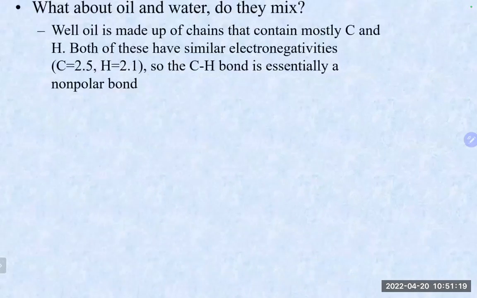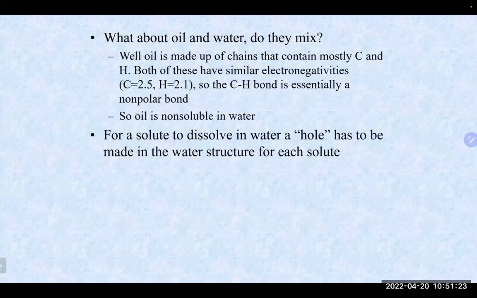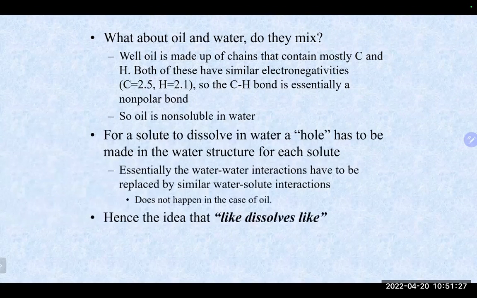So what about oil and water? They obviously do not mix. Oil is insoluble in water is probably the better way of saying that. Oil is insoluble in water. And that is because oil is pretty much what I just drew without the OH group. It's pretty much just nothing but a long chain of carbons, like octane, like you fill up in your car, like 8 of them in a row, and hydrogens basically.